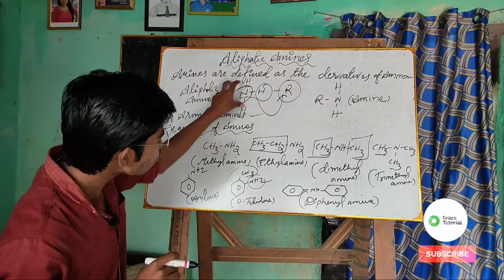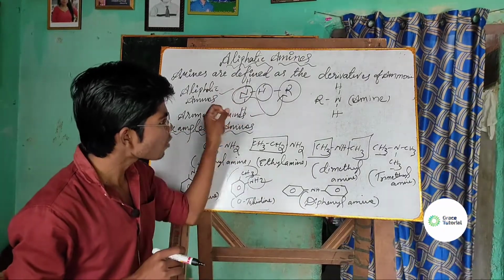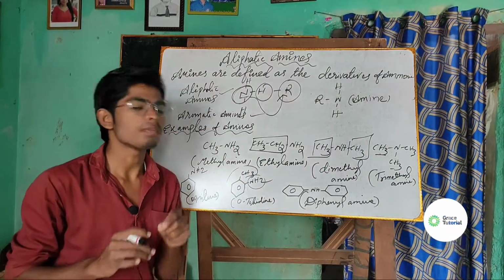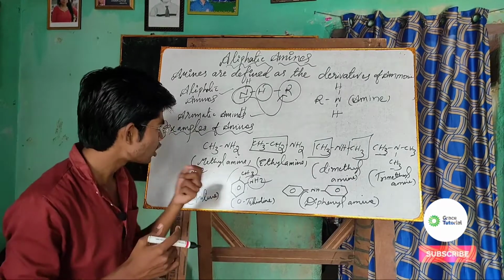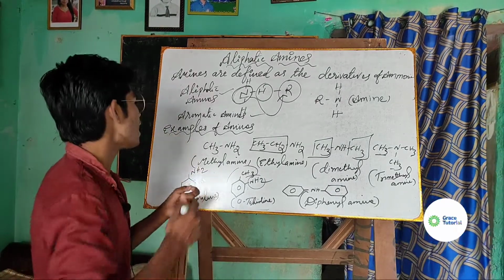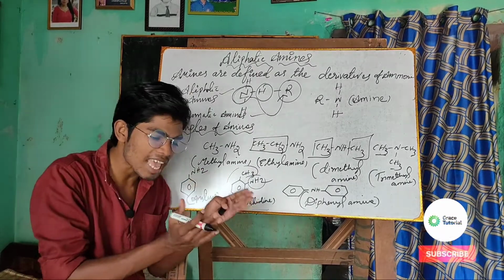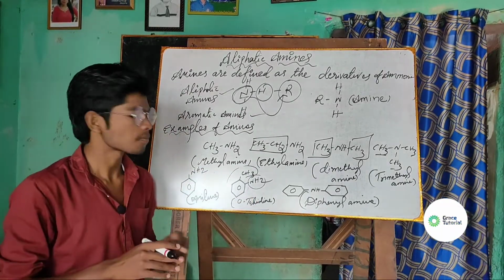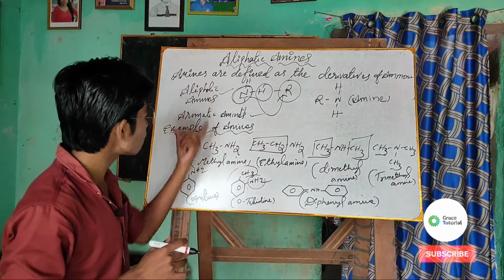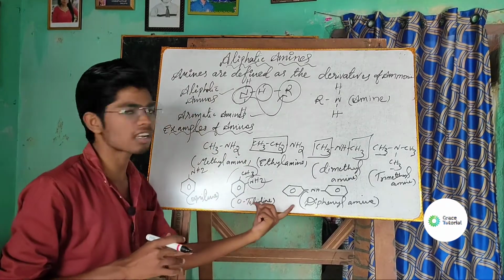Similarly, if the hydrogen atoms of the ammonia are replaced by the aryl group, that means a ring compound, then those amines which are obtained are known as the aromatic amines. So I hope you understood what we mean by aliphatic amines and aromatic amines, and the various examples of the aliphatic amines as well as the aromatic amines are given for you.